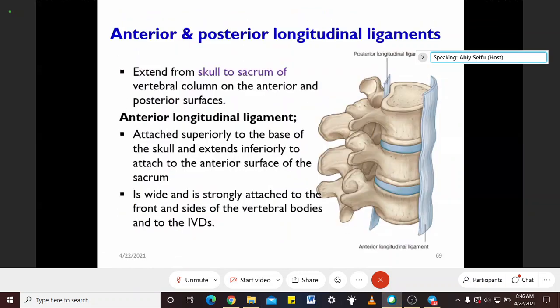Now let's see the ligaments associated with the joints between the bodies. Primarily, there are two ligaments: the anterior longitudinal ligament and the posterior longitudinal ligament. The anterior longitudinal ligament extends from the base of the skull, specifically from the occipital bone, to the sacrum, along the anterior surface of the vertebral bodies and intervertebral discs.